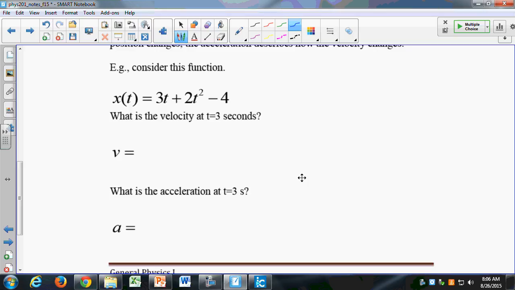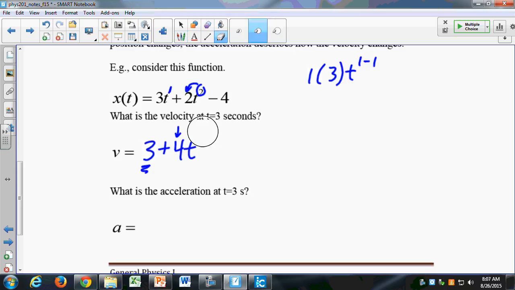What's the derivative? 4t plus 3. I'm going to write it as 3 plus 4t. I imagine this is 3t to the 1. I say 1 times 3 times t to the 1 minus 1. That's t to the 0, which is 1. That's where my 3 comes from. I multiply 2 times 2. That gives me 4. And then this is t to the 2 minus 1, which is just t to the 1. So that's where that comes from.